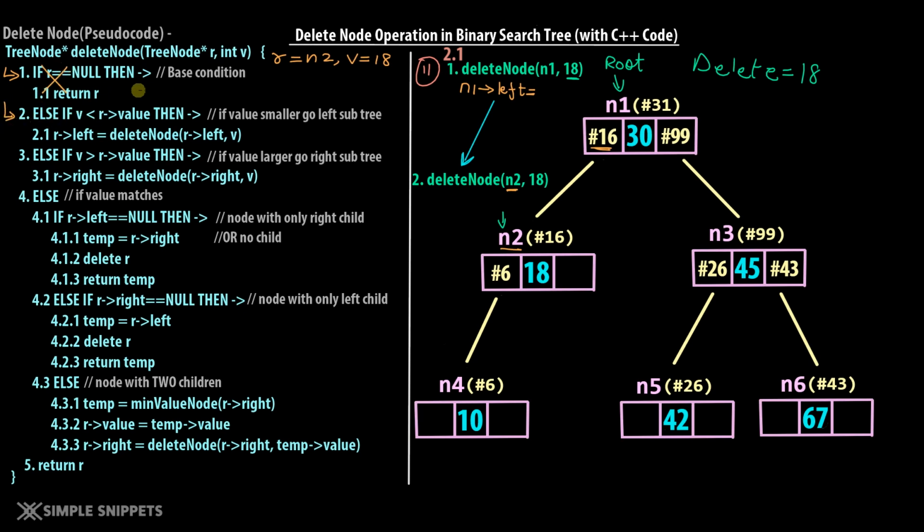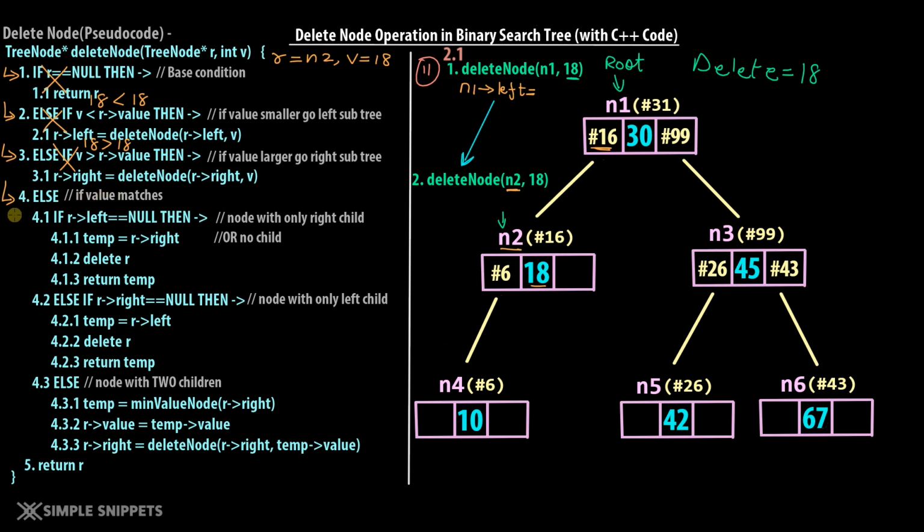We'll check if v, which is 18, is less than r of value. R is n2. The value inside n2 is 18. Is 18 less than 18? No. It is equal to 18 but not less. So this else if will not be executed. You will proceed forward. Again you will check if this 18 is greater than r of value. Is 18 greater than 18? No. So this means now we have to go in the else part. And when you go inside the else part, remember you have basically found the matching node to be deleted.